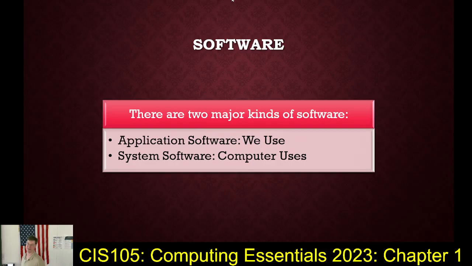All right, in this class, I'm going to talk about 2 different types of software. And yes, we're going to have full lectures on these. There's application software, or apps, that's what you and I use. And there's system software that our computer uses, whether it's our phone, our tablet, or yes, even our smartwatches. There is system software on all of it.